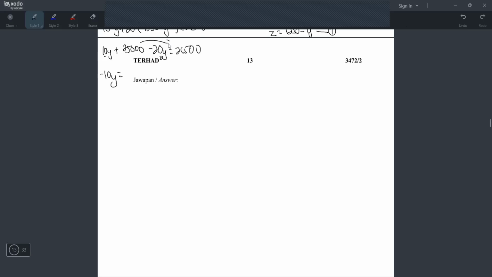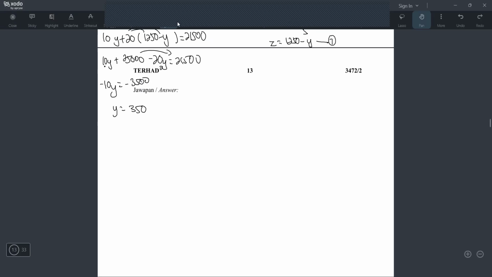The number, I will bring it to the other side. It will be 21500 minus 25,000. Okay, it's negative 3,500. So how to find y? We'll just press 3,500 divide 10, which is 350. The negative you don't have to press also, because negative divided by negative is positive, right? Okay, I already get my y.